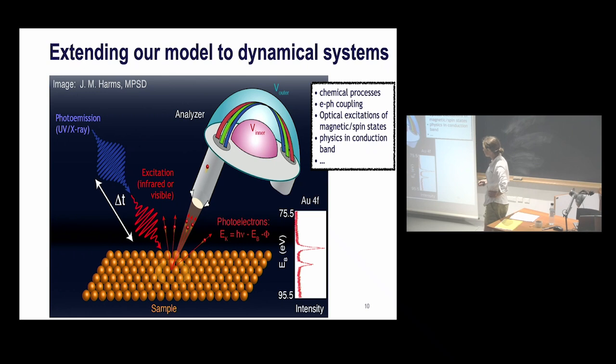So in this picture, I'm showing a pump-probe scheme where we have an initial excitation with an infrared or a visible pulse. Then we can use a very similar technique, bringing in a second pulse of the photoexciting energy, in the UV or X-ray regime, in order to look at the dynamical behavior of chemical processes as they occur in time, of electron-phonon coupling physics in the conduction band with time resolution, for example.